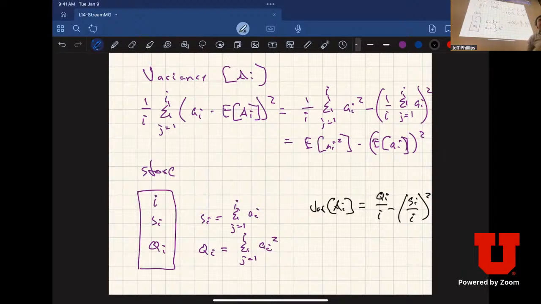Yeah. Inside these summations, shouldn't the lowercase A_i actually be A_j so that we're iterating? Yes. Great. Thank you, that was a mistake, it should be A_j. So this is A_j quantity squared before I sum it up, and just the sum of the A_j's.